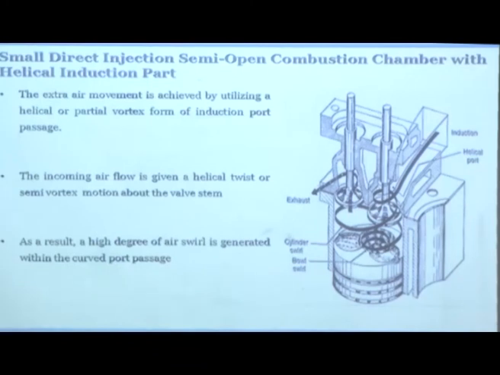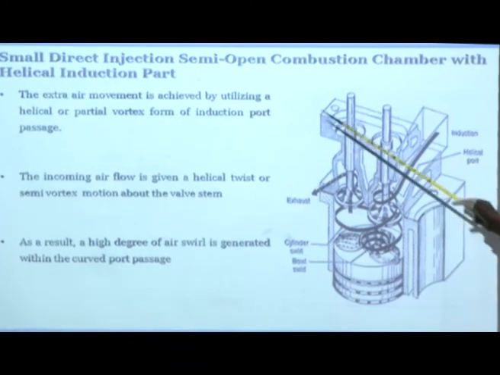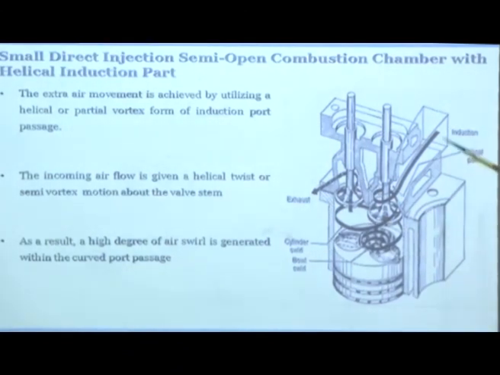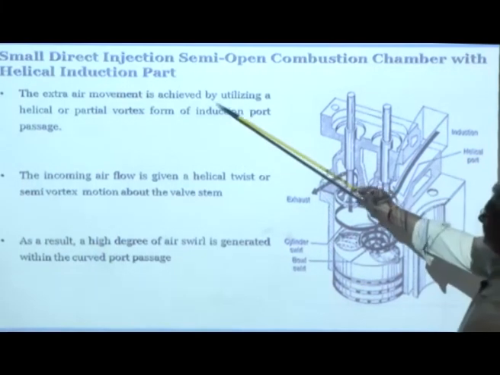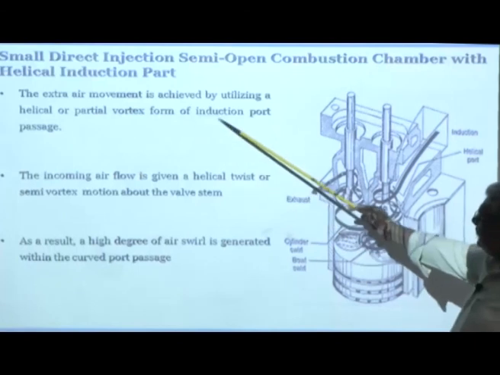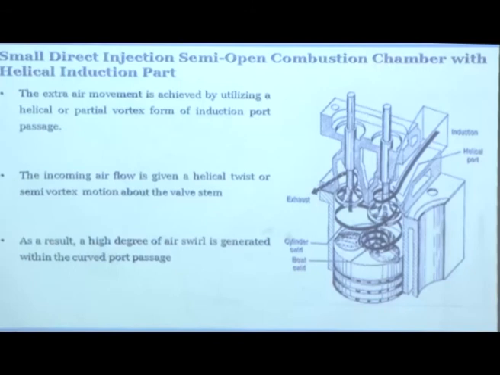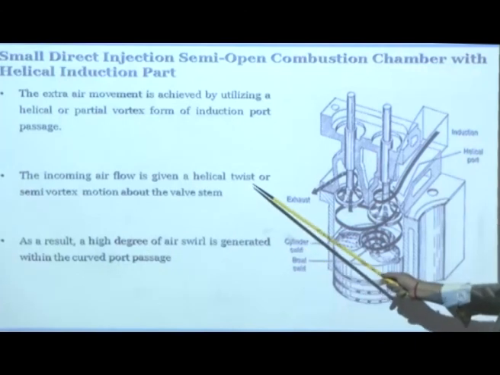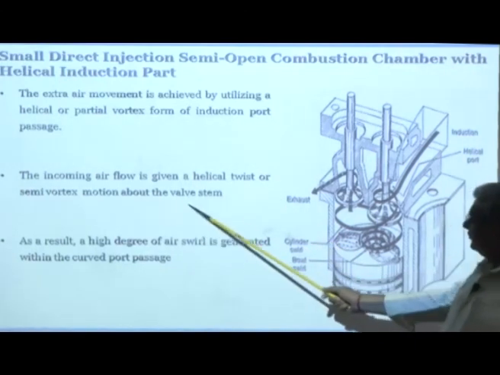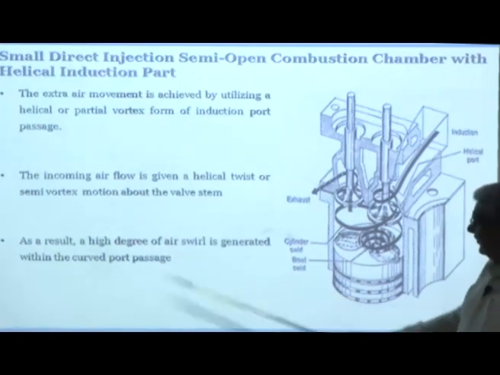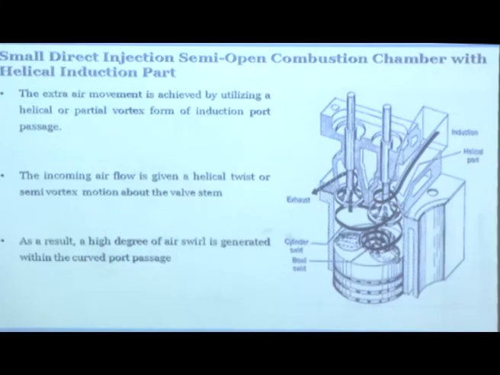Now let us look at the third design, which is the small direct injection semi-open combustion chamber with helical induction port. So here you can see the induction port is such that it gives you a large amount of swirl. The extra air movement is achieved by utilizing a helical or partial vortex form of the induction port. The incoming airflow is given a helical twist or semi-vortex motion about the valve stem. As a result, a high degree of air swirl is generated within the curved port passage.